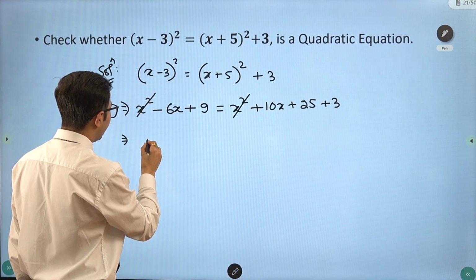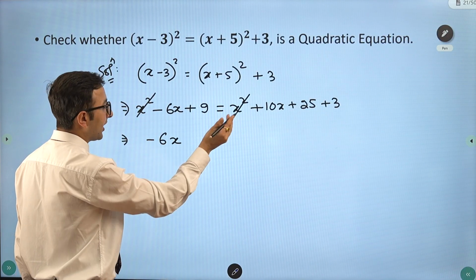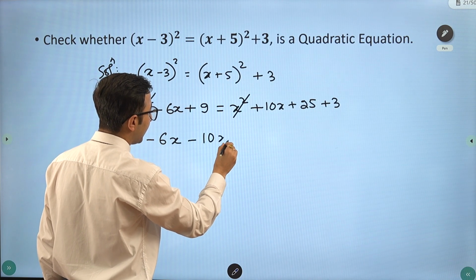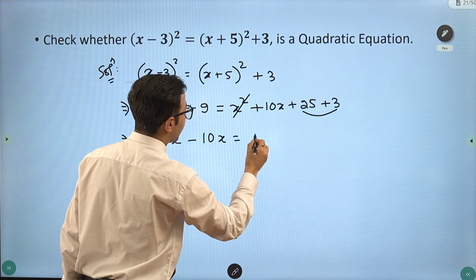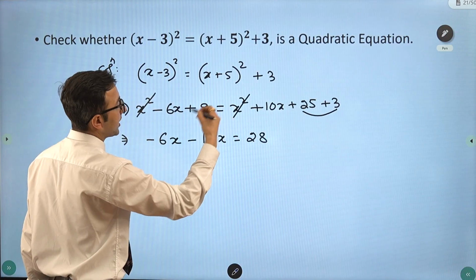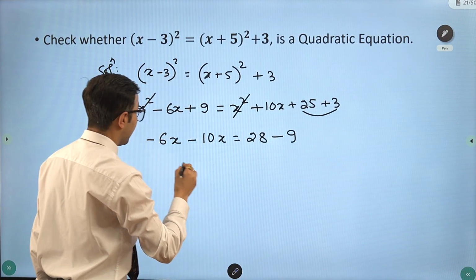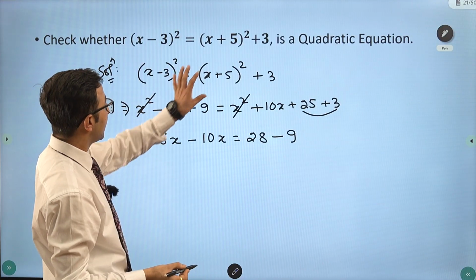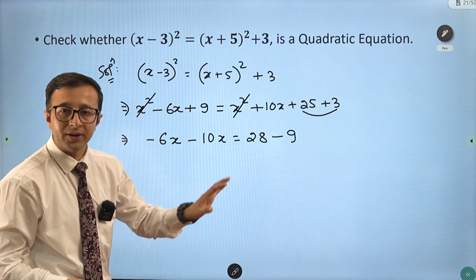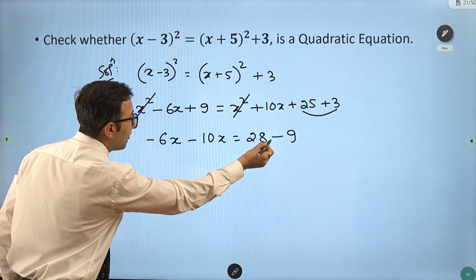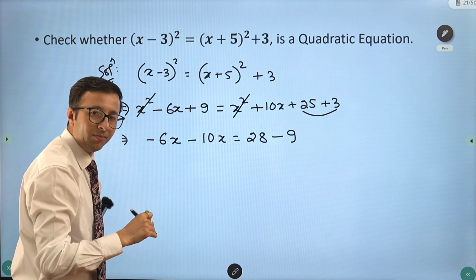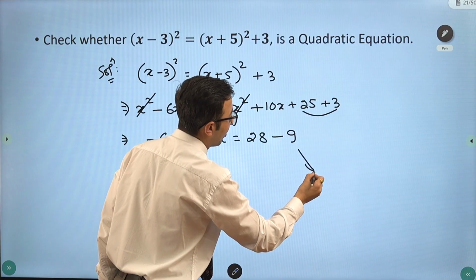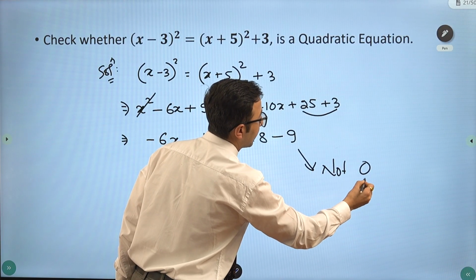Now look at here, if we take the variables to one of the sides, we can take that 10x here in the left hand side, and there 25 plus 3 is 28. Take this plus 9 to that side, it will be minus 9. Look at here, we don't need to solve further, because here we only have to check whether this is a quadratic equation or not. Can we find any degree 2 term of a variable? No, it means that this is not quadratic.